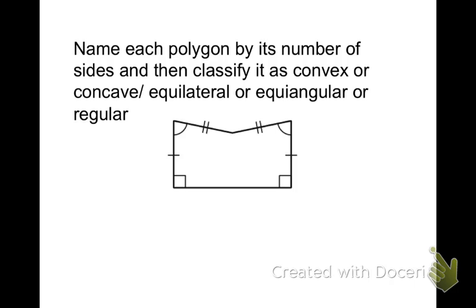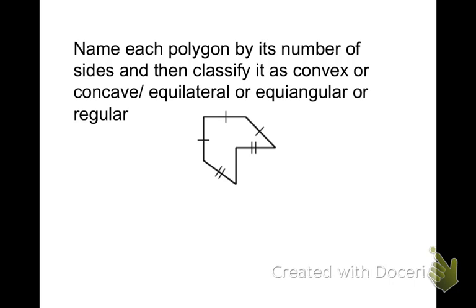Number of sides? Pentagon. I see 5 sides up there. Yeah. Concave or convex? Concave. And it's not equilateral or equiangular or regular, so that would just be an irregular one. Good. Number of sides? Hexagon. Does everybody count 6? Yeah. Concave, convex? Concave. Is it equilateral? Equiangular? No, no. Okay, good.